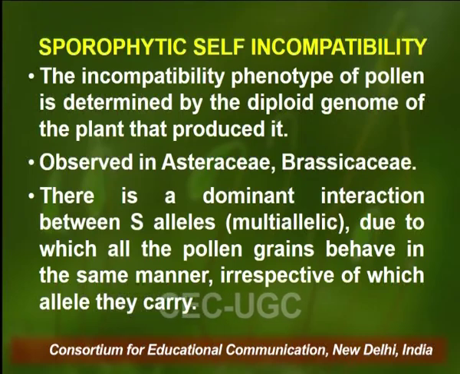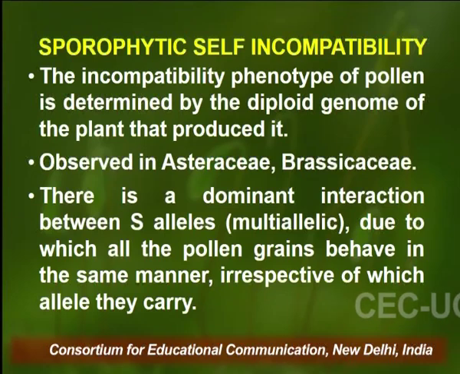Then the other type of incompatibility is the sporophytic incompatibility. Here the phenotype of the pollen is determined by the diploid genome of the plant that produced it. This is observed in Brassicaceae. There is a dominant interaction between S alleles, or we also say a multi-allelic interaction, due to which all the pollen grains behave in the same manner irrespective of which allele they carry. Like if there is S1 and S2, they will not behave as S1 and S2 individually, but they will behave either as S1 or as S2, whichever is dominant.